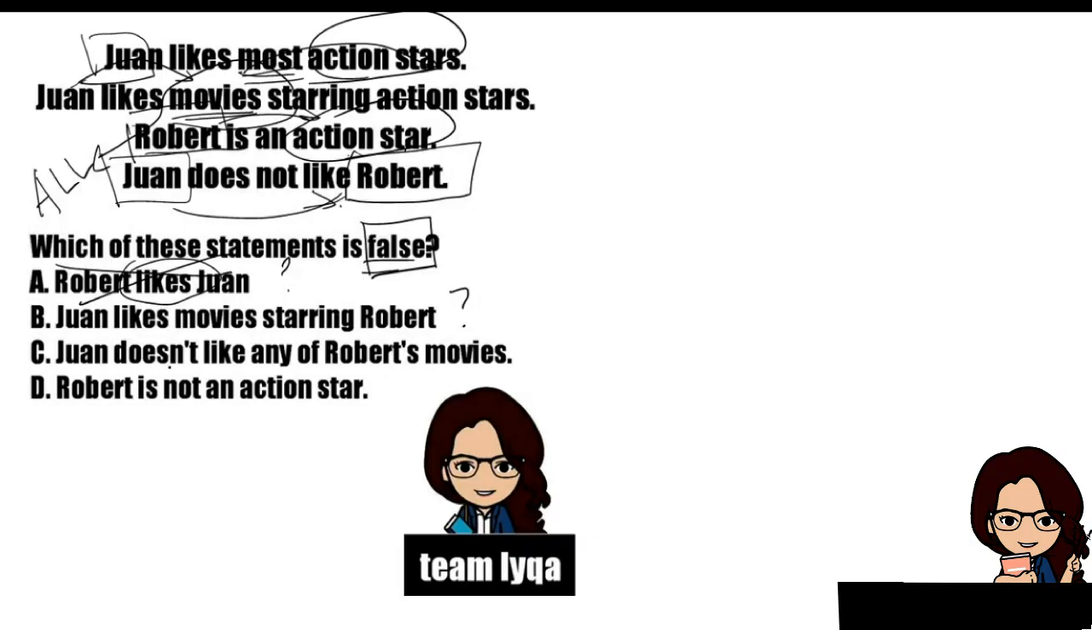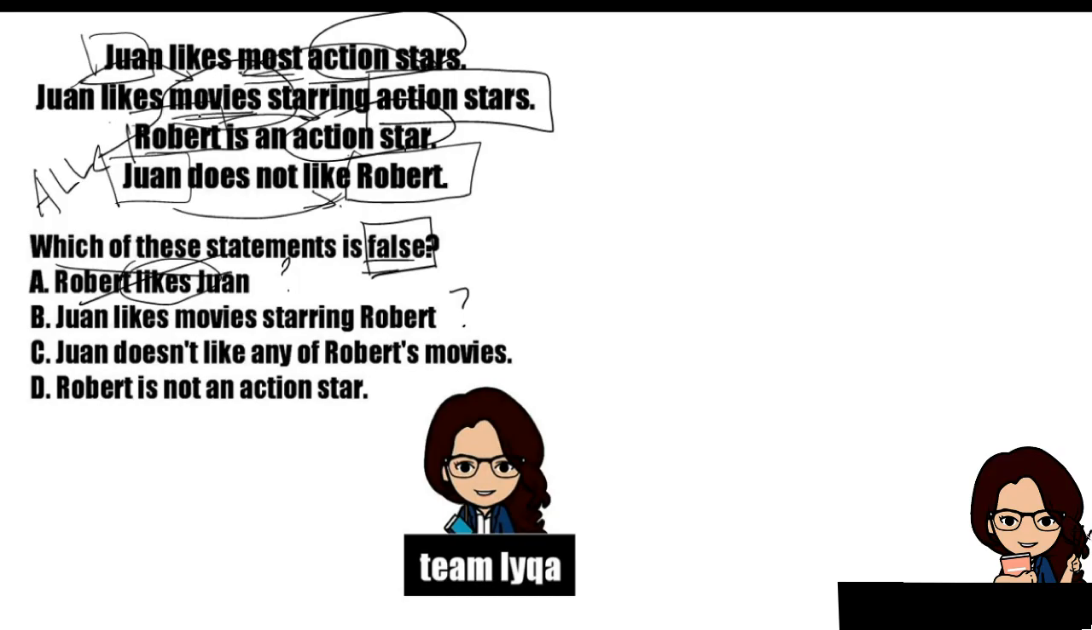Sabi sa letter C, one does not like any of Robert's movies. Okay. Ngayon, anong sabi dito? Robert is an action star. And gusto ni Juan ng movie starring action star. So, may possibility ba na si Robert ay nag-star sa isang movie, okay, na nagustuhan ni Juan?